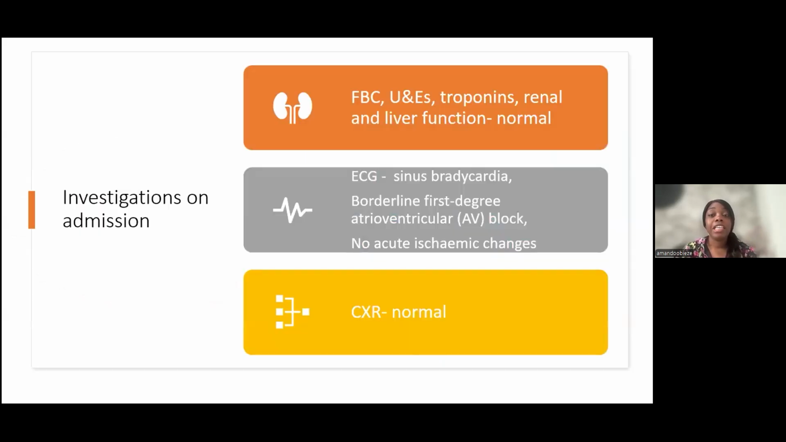So on investigation, he had a full blood count and renal functions. His troponin I was normal. His renal function and liver function were all fine. His ECG showed sinus bradycardia with borderline first-degree AV block, and he had no acute ischemic changes, no ST changes on the initial ECG. His chest X-ray was also normal. Next, please.